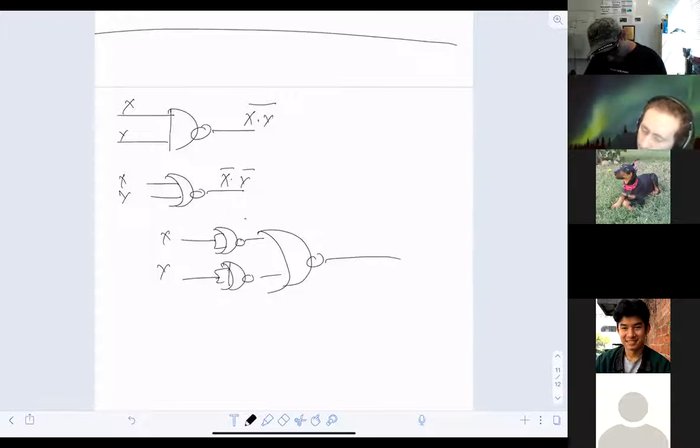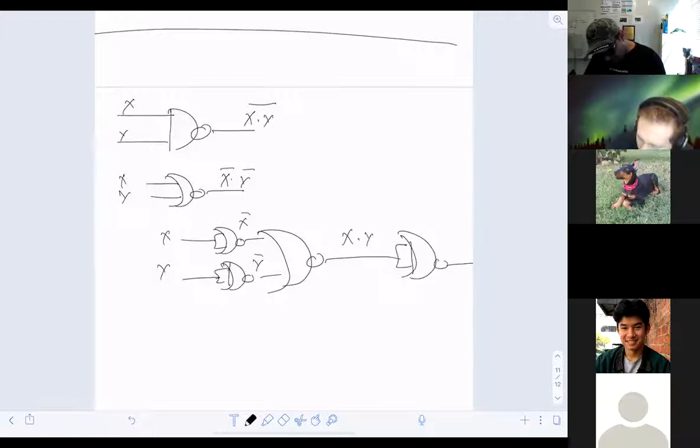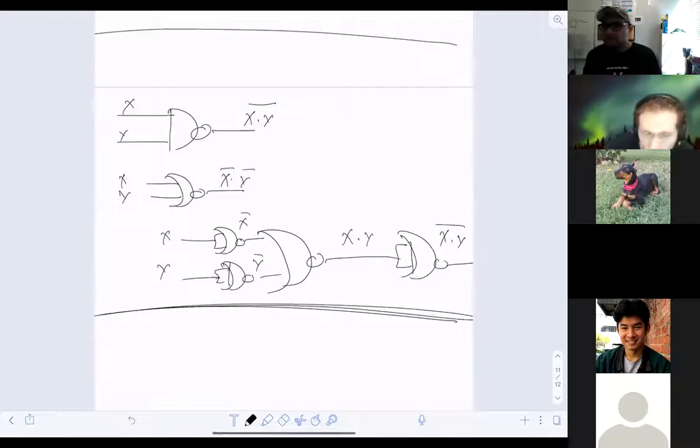Right? So X complement, Y complement. Here we're gonna be what? And then, you know, we will just go ahead and make sense? Sounds good?